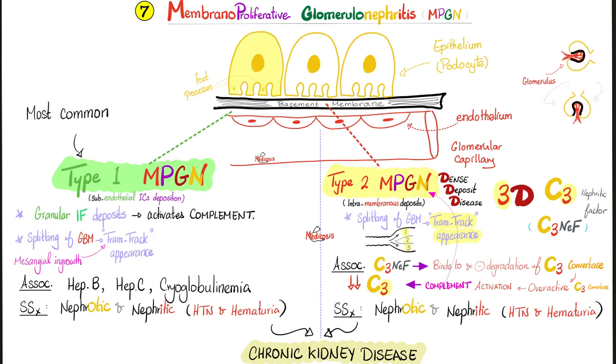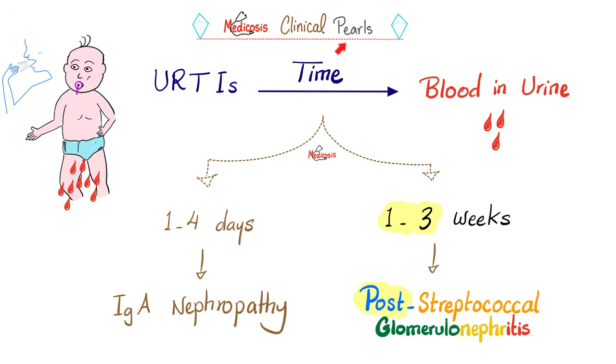How about type 2? We have dense deposits that go into the glomerular basement membrane. It's type 2. We go into, but then the mnemonic has to do with 3s. 3Ds, dense deposit disease. C3 nephritic factor, consumption of my C3 complement protein, and hypocomplementemia. Also chronic kidney disease and banana split. The management is very similar to diffuse proliferative. Pay attention, this is a very important clinical pearl.